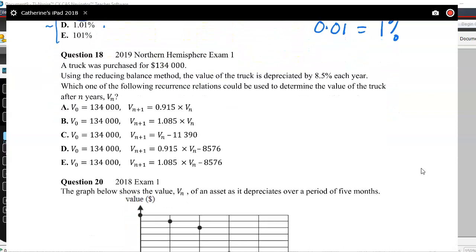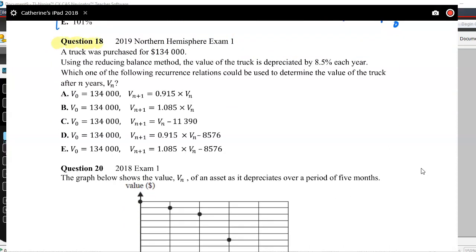Okay, so again, question 18 from our 2019 exam from the Northern Hemisphere. A truck was purchased for $134,000. Using the reducing balance method, the value of the truck is depreciated by 8.5% each year. Which one of the following recurrence relations could be used to determine the value of the truck after n years, Bn? Okay, well, let's have a look at this. We know B0 equals 134,000. Because it's a recurrence relation, it has to look something like this.